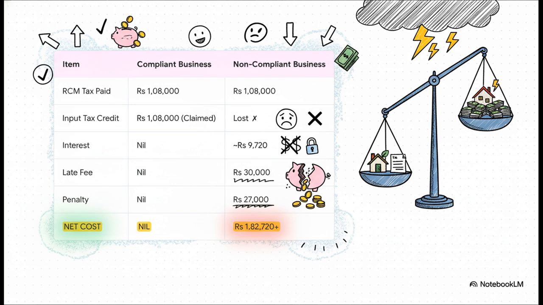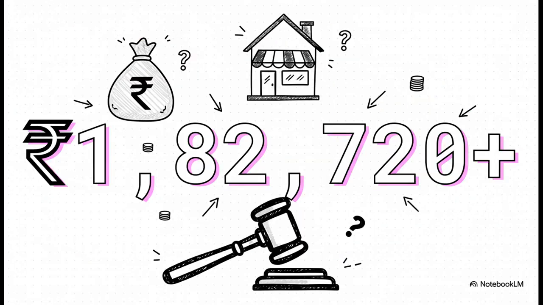And then the penalties start piling on. Interest, late fees, you name it. Just look at that number, over 1,82,000 rupees. Let that sink in for a second. That's the potential damage to your business after just 6 months of not knowing about this rule, or worse, ignoring it. It's a massive, and here's the key part, completely avoidable expense.